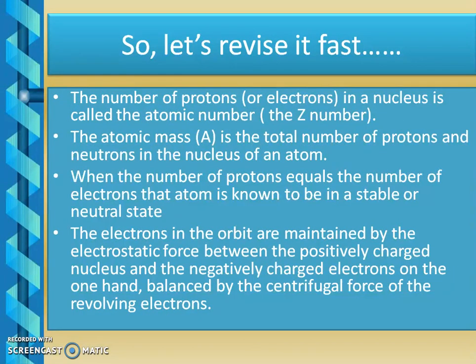Now let us revise some of the terms related with the atom. The number of protons or electrons in a nucleus is called the atomic number Z. If you remember, the atomic mass A is the total number of protons and neutrons in the nucleus of an atom. When the number of protons equals the number of electrons, that atom is said to be in a stable or neutral state. And the electrons in the orbits are maintained by the electrostatic force, of course, between the positively charged nucleus and the negatively charged electrons on one hand, and there is another force called the centrifugal force of the revolving electrons.